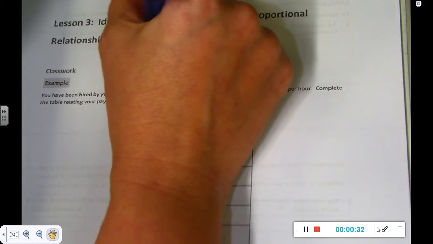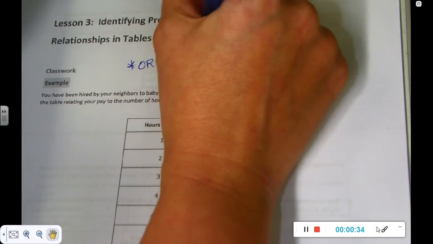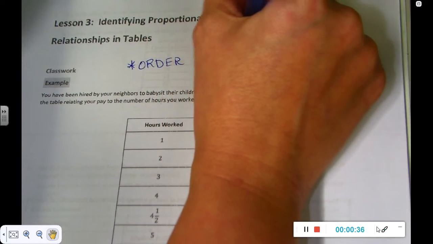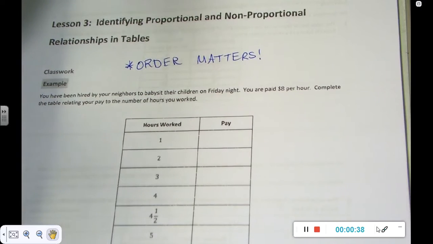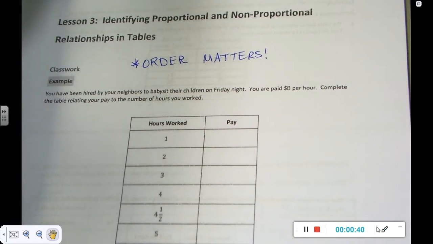Again, I would like to remind you that order matters. I know that we wrote it down in lesson 1, and we wrote it down in lesson 2, and we wrote it down in class, but you're going to write it again for lesson 3 so that hopefully it gets into your head.